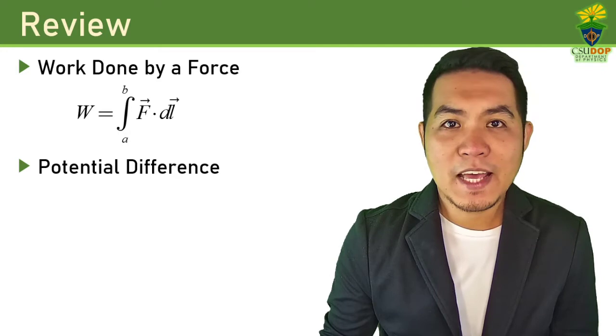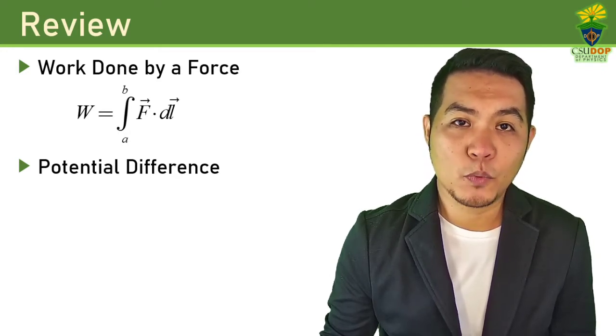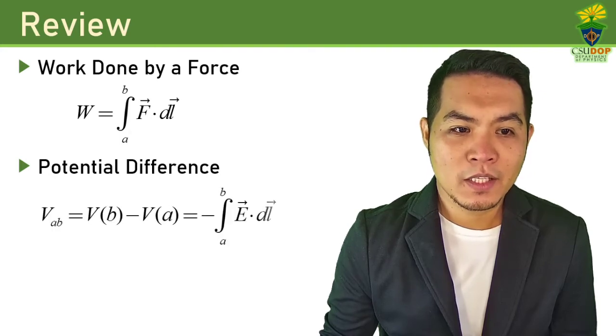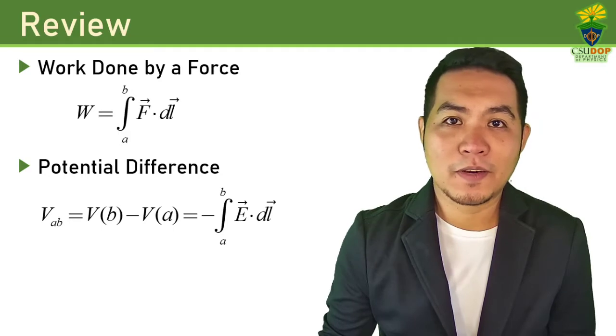In the previous lesson, we also discussed the potential difference between two points, A and B. It's just negative E dot dl, the electric field dotted with the differential length.